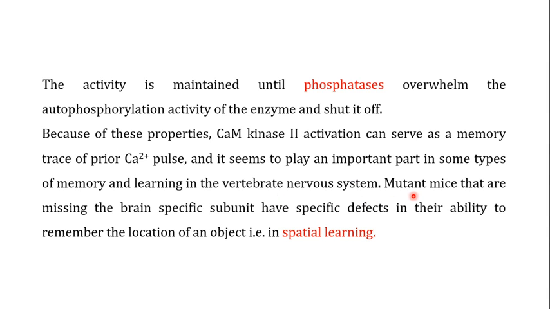For example, the mutant mice that are missing the brain-specific subunits of the CaM Kinase-II had defects in their ability to remember the location of an object, which is known as spatial learning. So the mutant mice that were missing the brain-specific CaM Kinase-II subunits had problems in spatial learning.